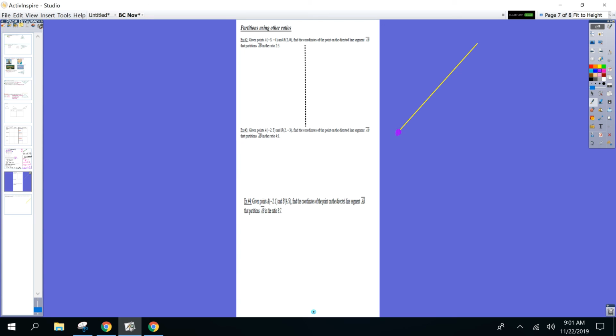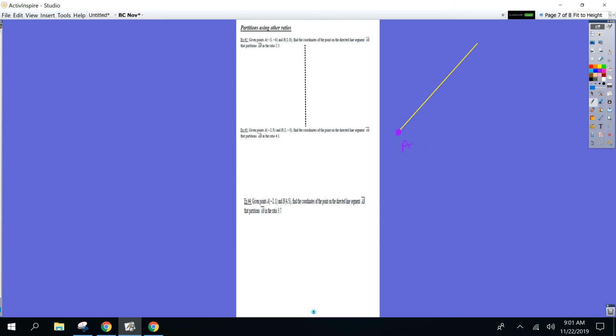So just a quick visual for this one, A, B. I want to find the point that cuts this line segment into 2 congruent segments on the left, 3 congruent segments on the right. So how many pieces total am I going to break it up into? 2 on the left, 3 on the right. 5. So just to give you a visual, 1, 2, 3, 4, 5 equal parts. Yep, 5 equal pieces.